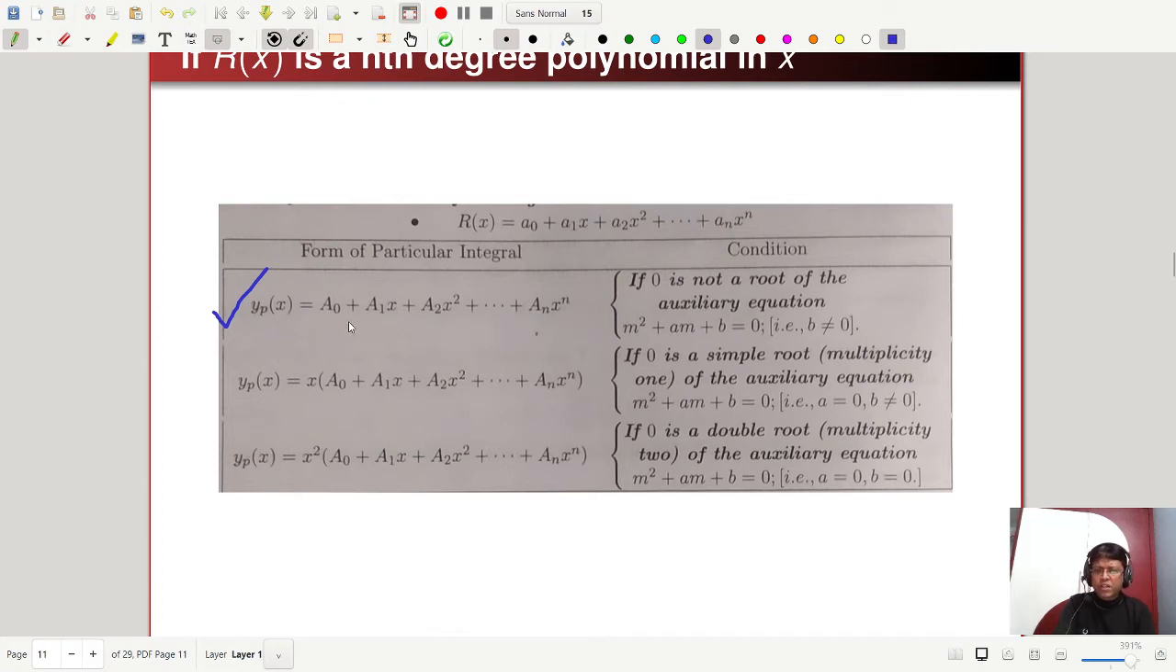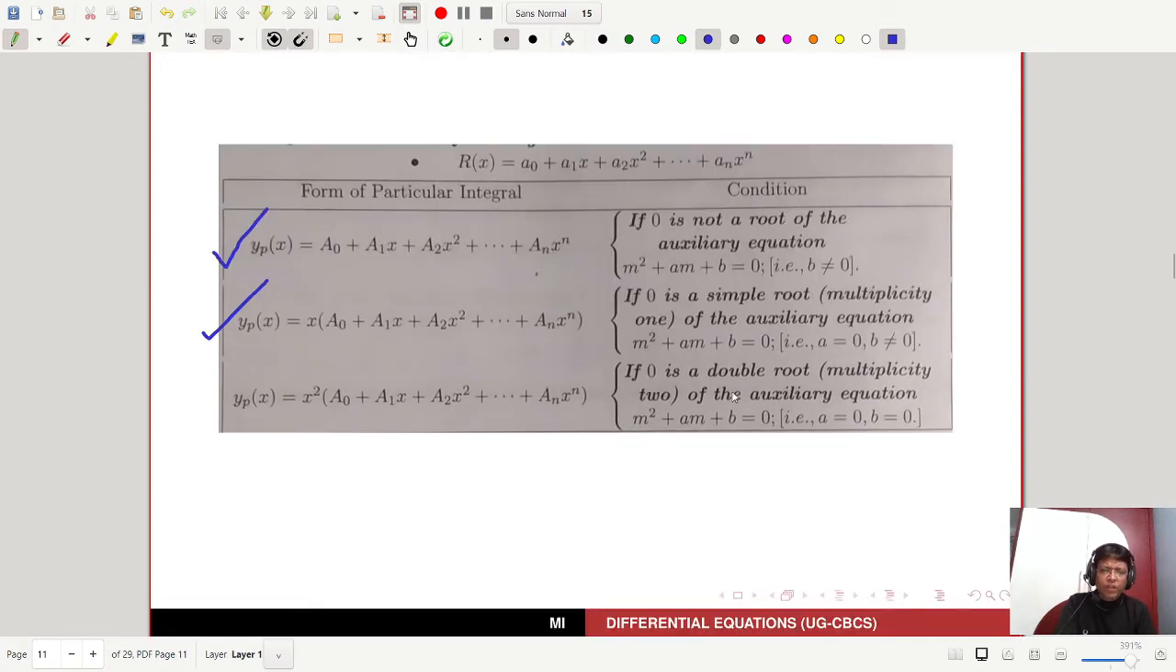You can assume it as a polynomial in x to the power n, a0 plus a1x plus a2x squared, etc., an xn. Number two, if 0 is a simple root of the auxiliary equation, a root of multiplicity 1, your yp will be just the previous, but multiplied by x times the polynomial. And number three, if 0 is a double root, then your yp will be x squared and the polynomial in x, the whole thing.